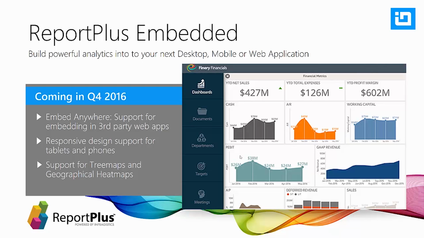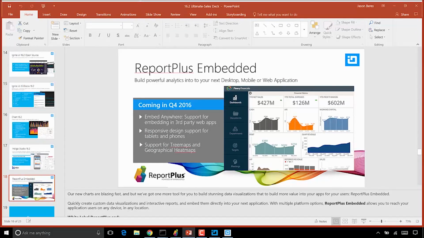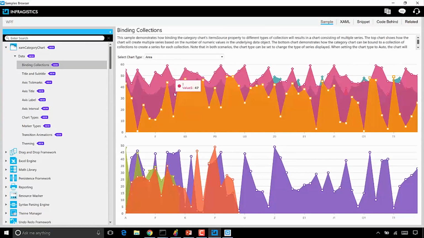What I'll probably start with is WPF. So I've got a few things open here. Let me pop open our WPF sample browser. And first off, I want to just kind of show off the category chart. We have a few new samples here.